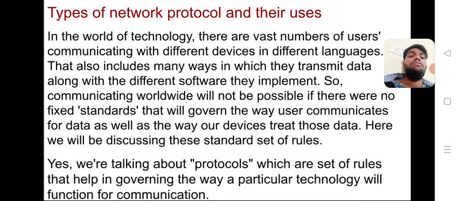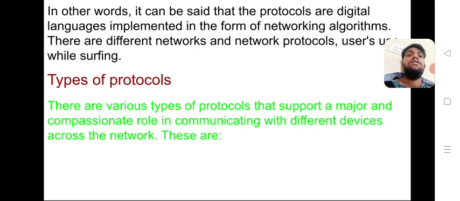Yes, we are talking about protocols, which are sets of rules that help in governing the way a particular technology will function for communication. In other words, protocols are digital language implemented in the form of networking algorithms. There are different networks and network protocols with a purpose. Types of protocols. There are various types of protocols that play a major and compassionate role in communicating with different devices across the different networks.